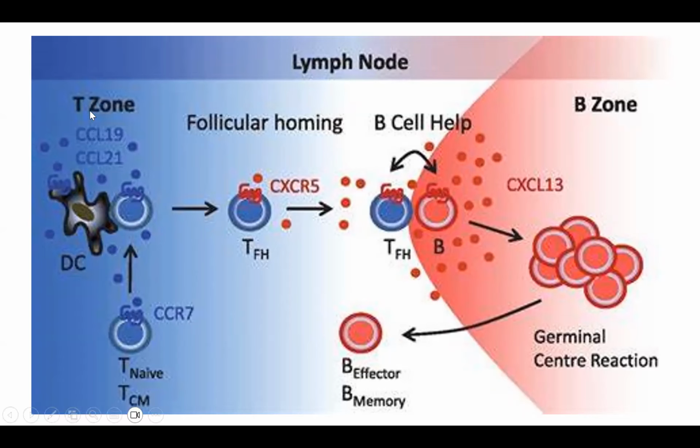So going back to the T zone, you have this dendritic cell that is activating a naive T cell, and it will activate the CCR7, and then eventually that turns that naive T cell into an FH cell. Now the primary player is the CXCR5 pathway. It chemotaxes, and now it's communicating with the B cell.